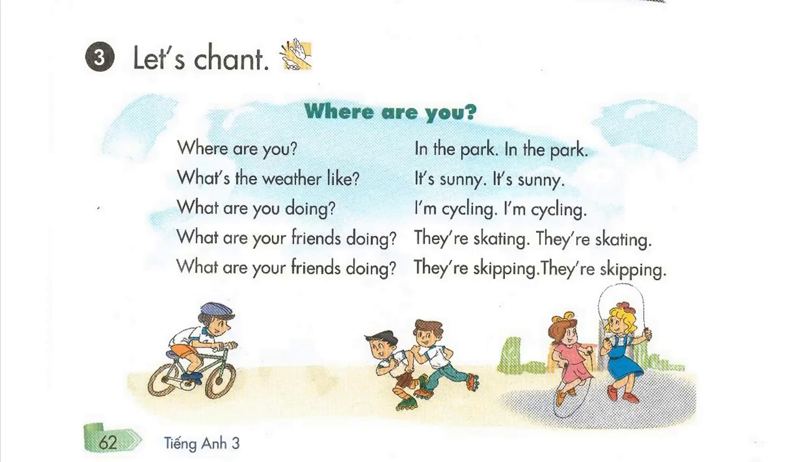Page 62. Lesson 3. Activity 3. Let's chant. Where are you? 1, 2, 3, 4. Where are you? In the park, in the park. What's the weather like? It's sunny, it's sunny. What are you doing? I'm cycling. What are your friends doing? They're skating. What are your friends doing? They're skipping.